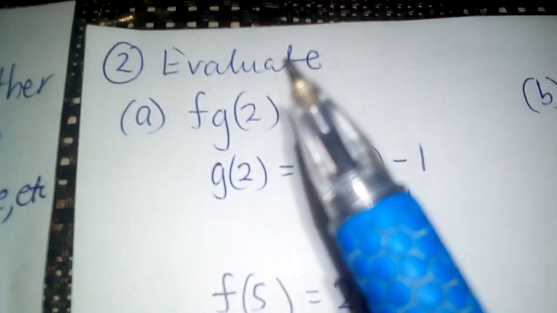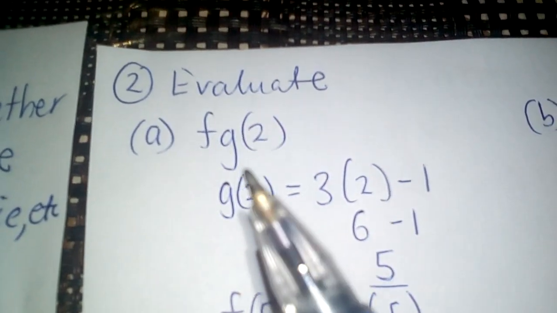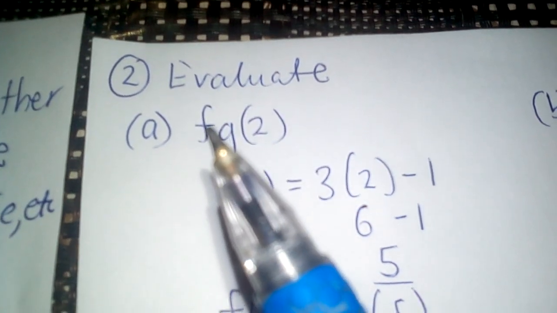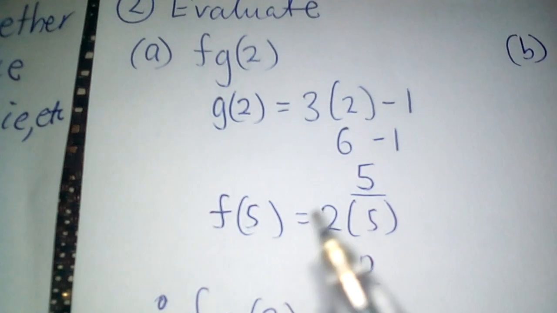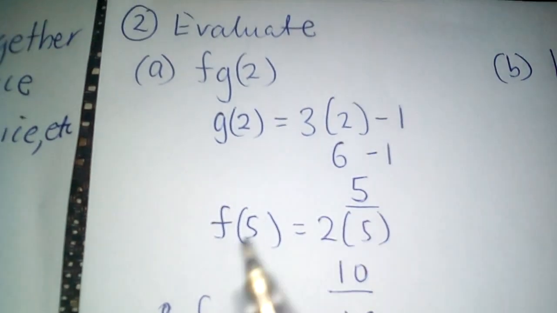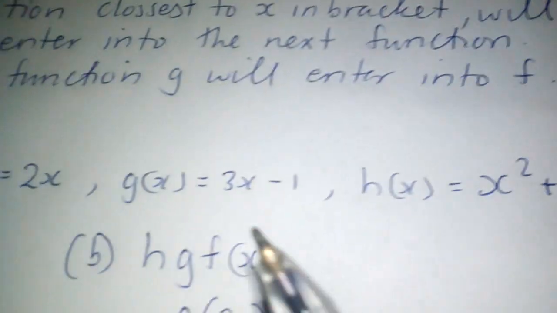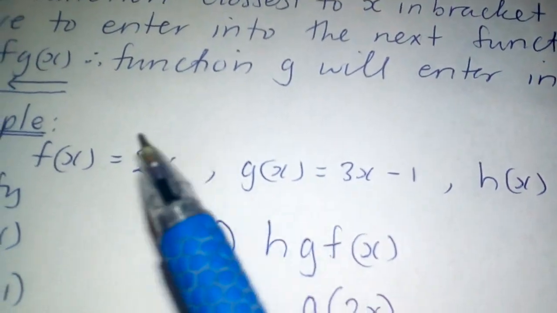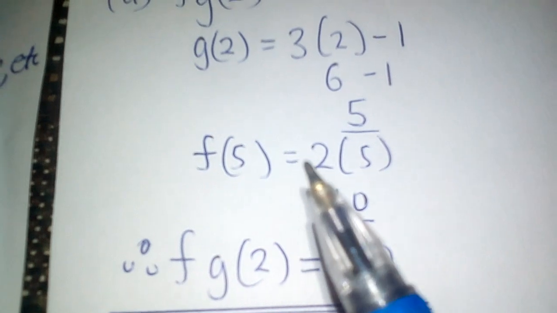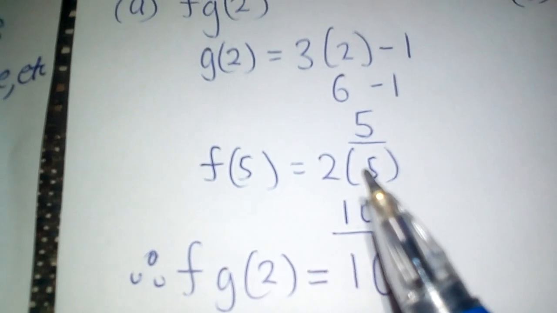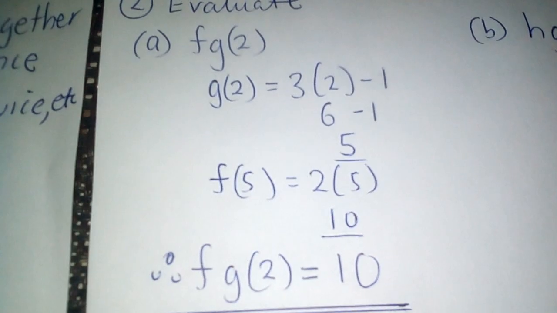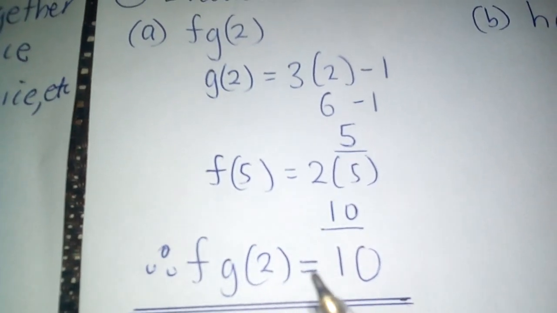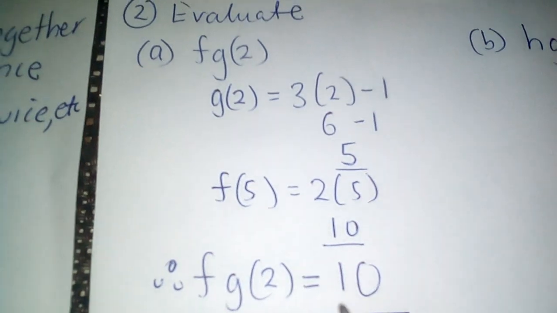Now remember, the answer I get for G will enter inside of F, and it will become now F of 5, because the answer for G was 5. And remember, our function for F was 2x. Therefore, 2 times x, now x will be 5. So 2 times 5 is 10. And finally, FG of 2 is equal to 10.